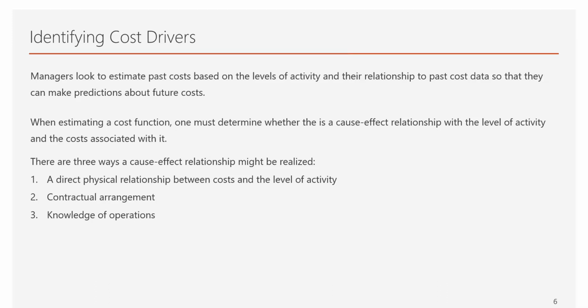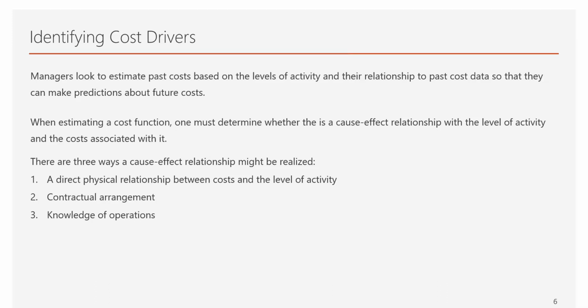What about a contractual agreement? Well, we might have a contract stating this many units will cost this much, this many units will cost that much, then we have a contractual arrangement. And finally, knowledge of operations, where someone might be very knowledgeable about our operations. They know our operations inside and out. And so one of our managers may be able to estimate a cost function based on their knowledge of our operations.